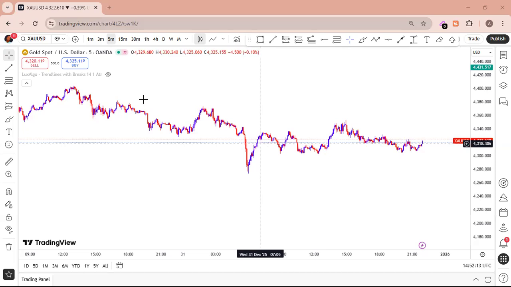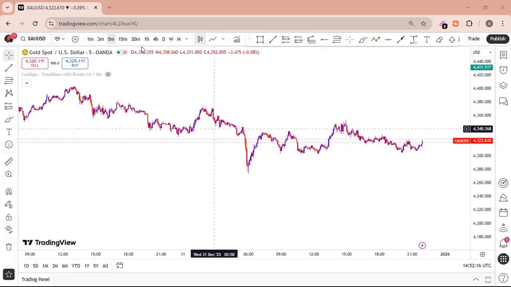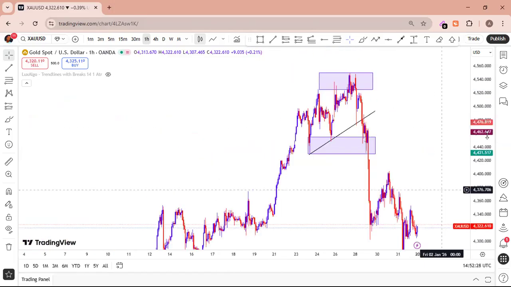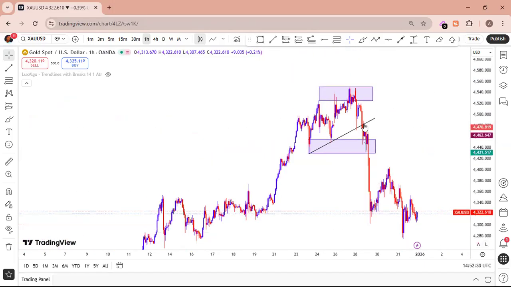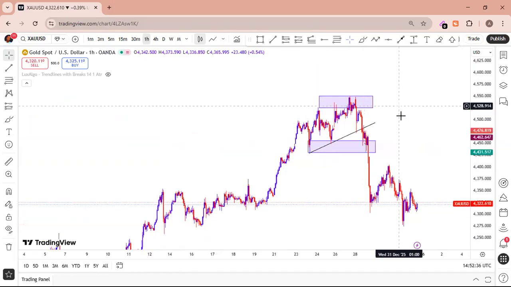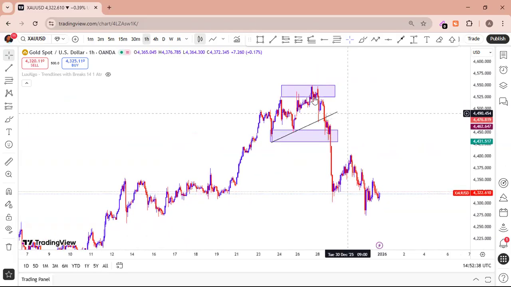So you can see my chart is currently on the 5 minute time frame. I'll quickly move to the 1 hour time frame where I check most of my zones. When you check my 1 hour time frame, you can see I have some levels right here. This is where we picked some selling opportunity last time, and we made a lot of profit. So you can see my zone has been reacting to this.